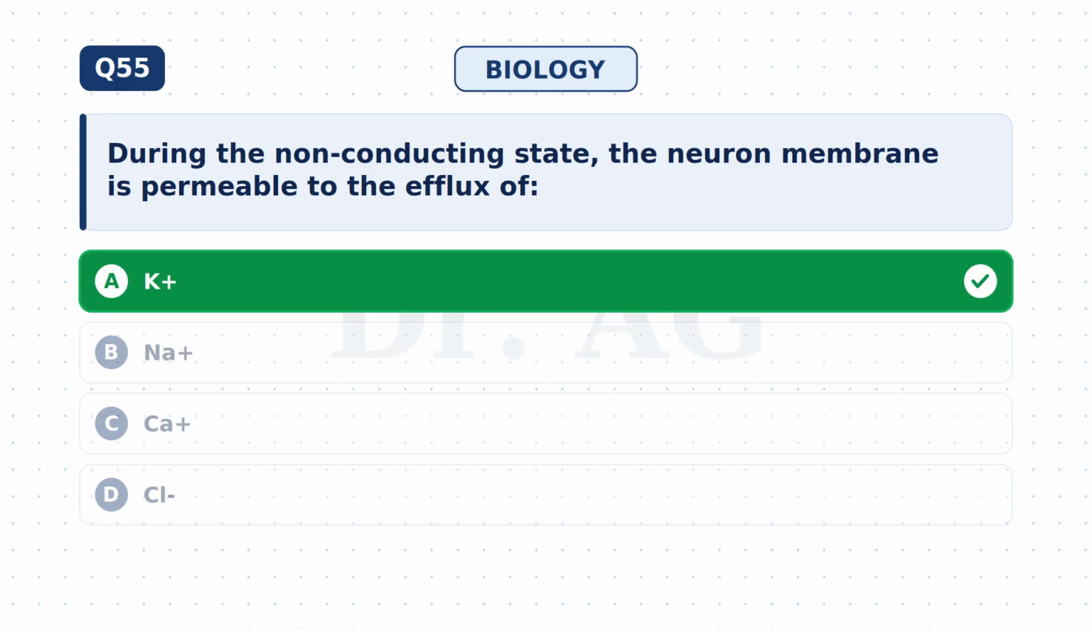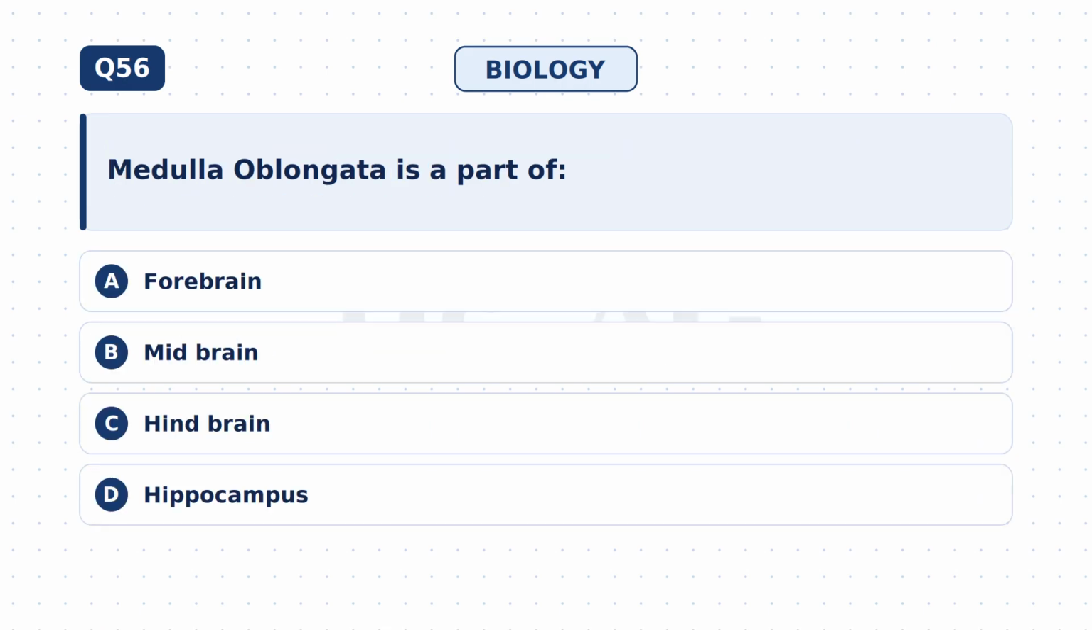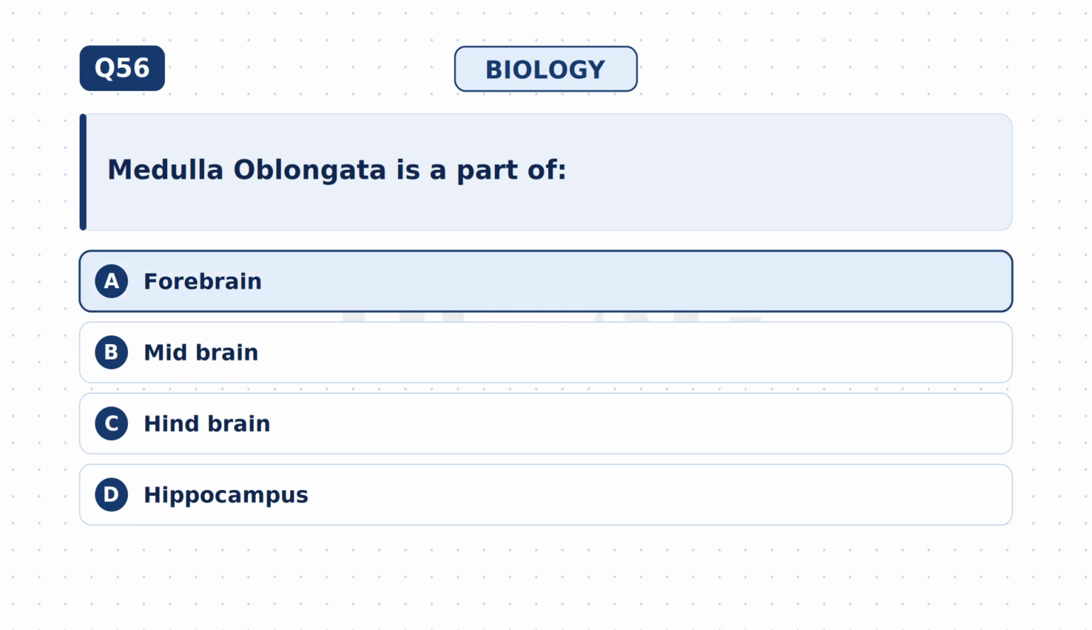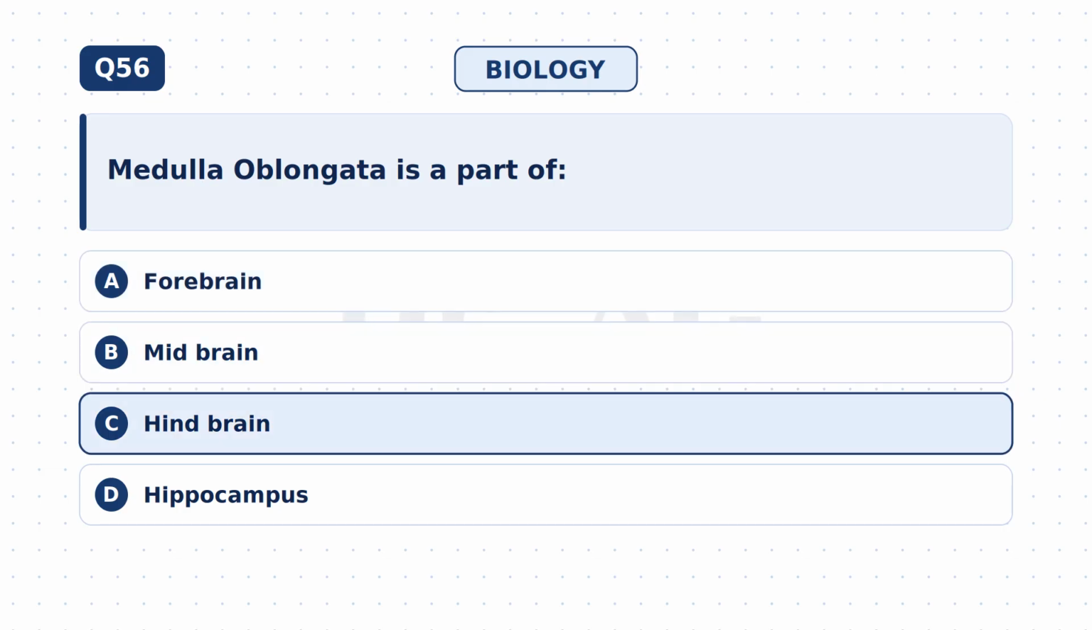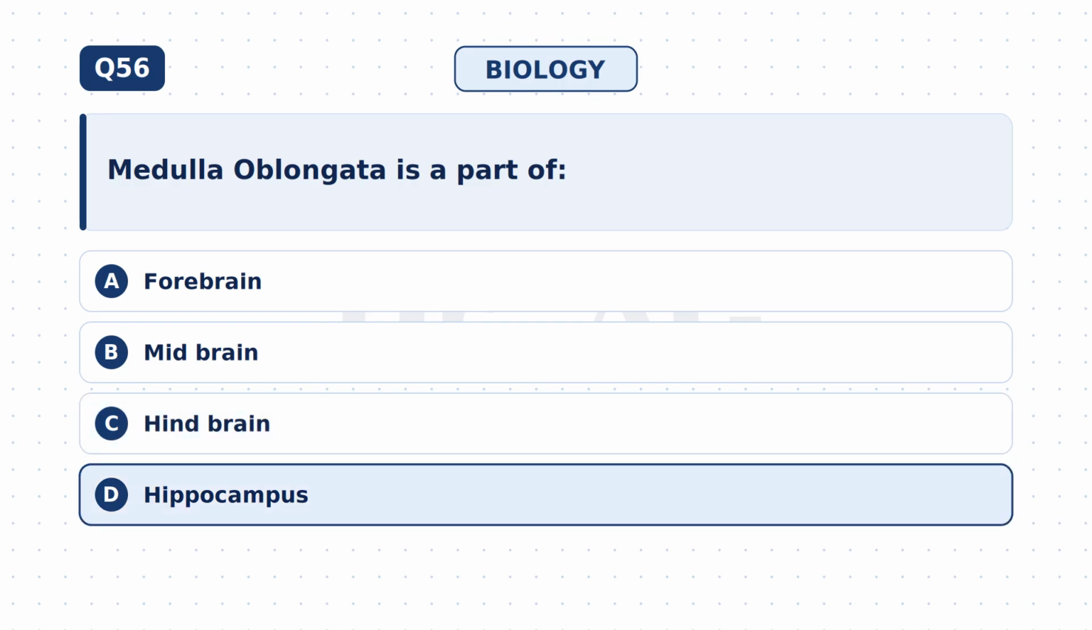The correct answer is A, K+. Question 56. Medulla oblongata is a part of Option A, forebrain. Option B, midbrain. Option C, hindbrain. Option D, hippocampus.